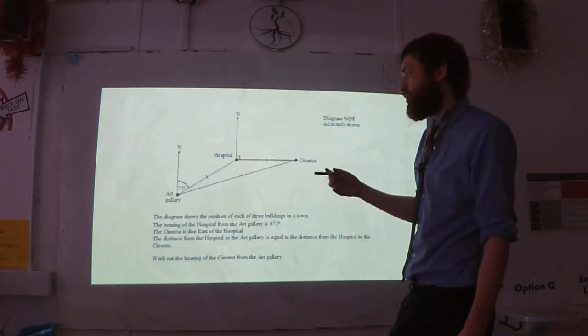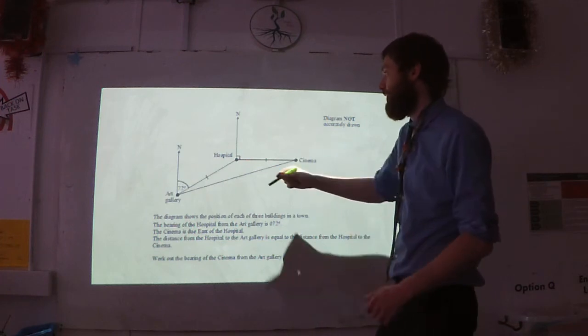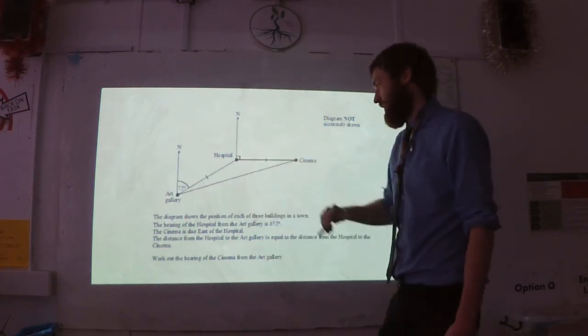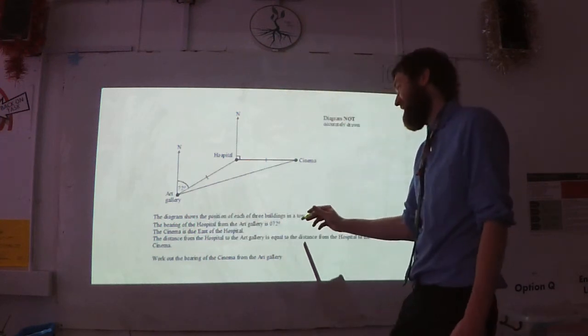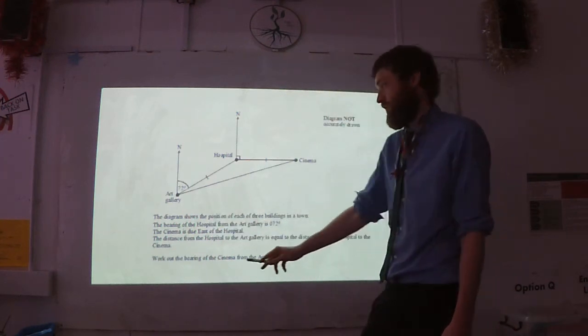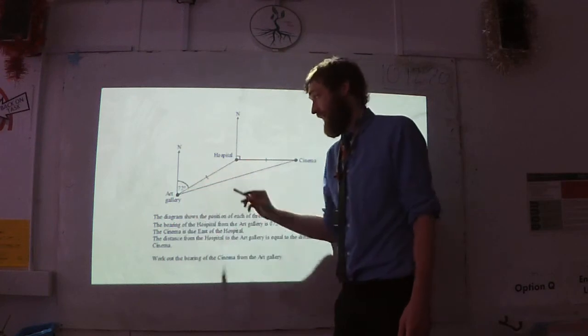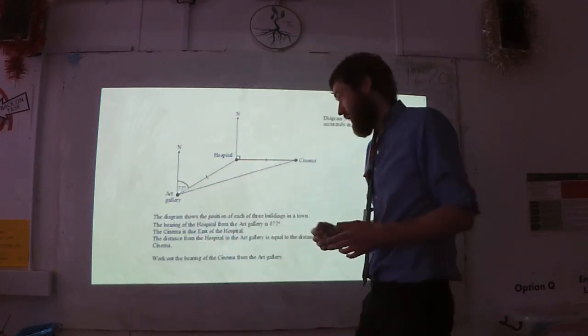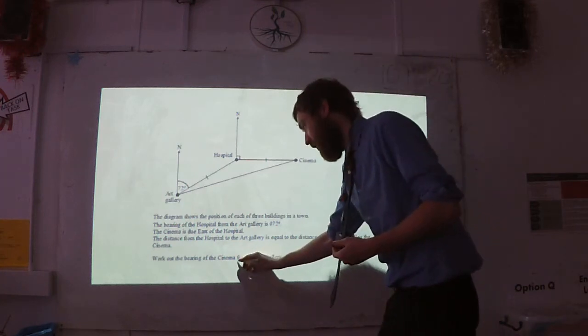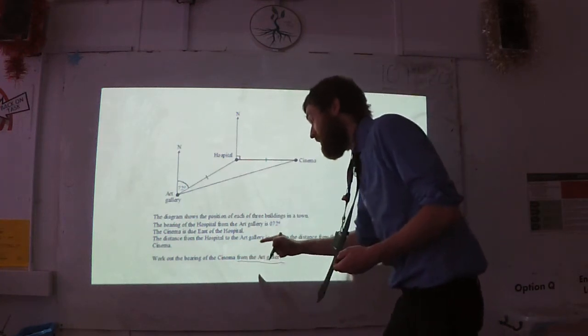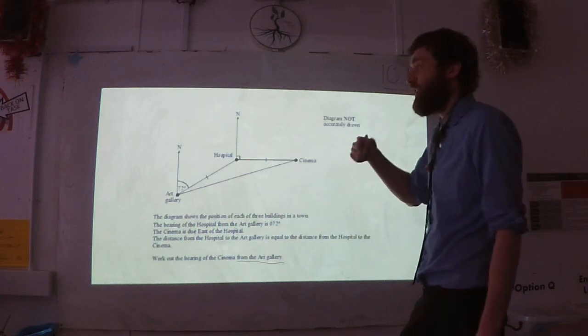The cinema is due east of the hospital. So straight away you know that's 90 degrees, it says it there anyway. The distance from the hospital to the art gallery is equal to the distance from the hospital to the cinema. So all that's basically telling you, that's an isosceles triangle. Work out the bearing of the cinema from the art gallery. Where are we talking from? From the art gallery, we want to go to the cinema.